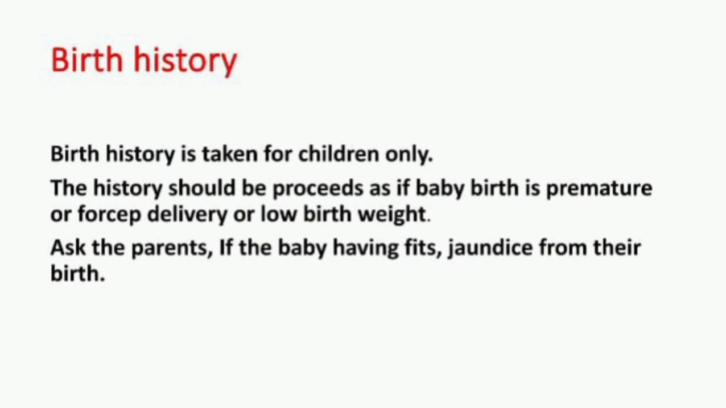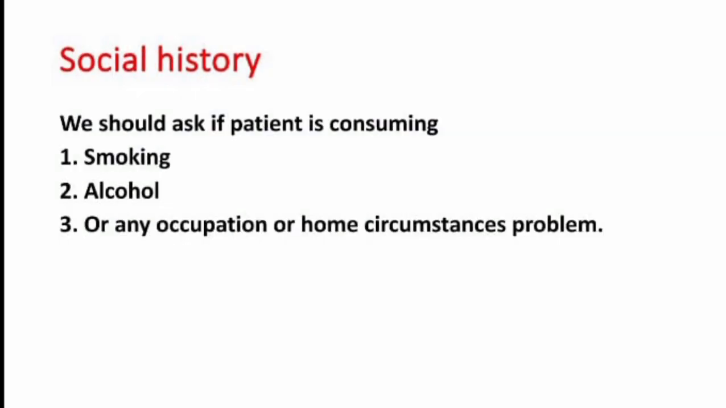Next, birth history. Birth history is taken for children only. The history should cover whether the baby's birth was premature, a forceps delivery, or low birth weight. Ask whether the baby has had fits or jaundice from birth. We also need to ask about any history of ICU or incubator stay for the baby. At last, social history. We should ask the patient whether the patient smokes or consumes alcohol, or has any occupation or home circumstance problems.